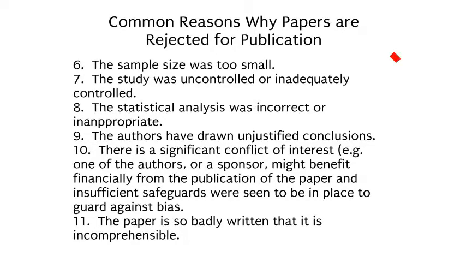Number 7, the study was uncontrolled or inadequately controlled. This means that there were several confounding variables in the study that were not controlled at all or were inadequately controlled. Therefore, we cannot say whether the results are due to the effects of the independent variables or due to the confounds. Number 8, the statistical analysis was incorrect or inappropriate.